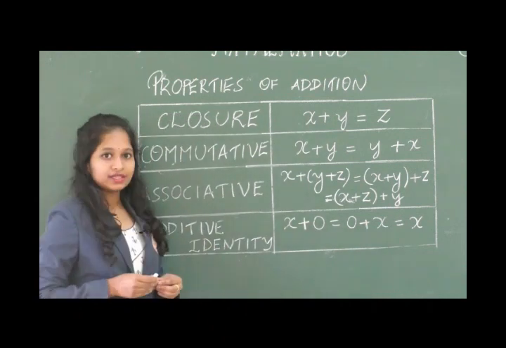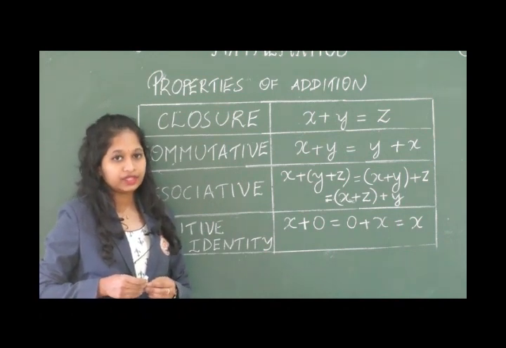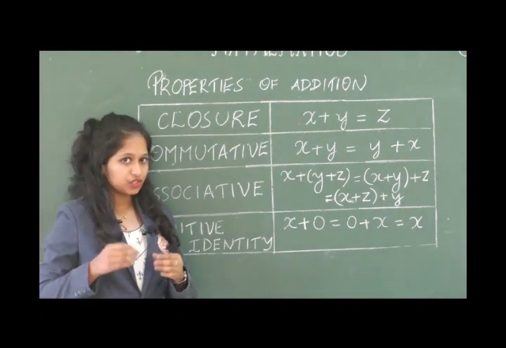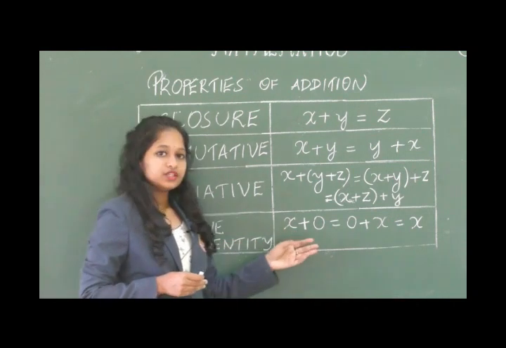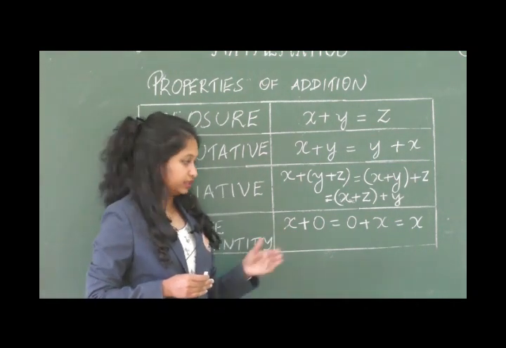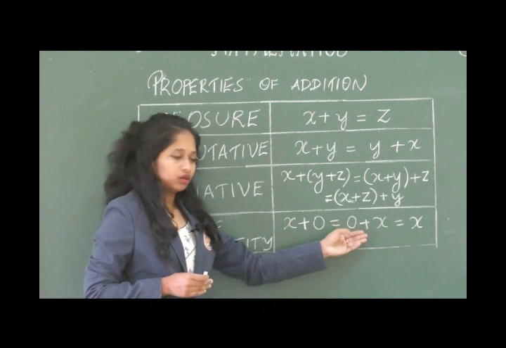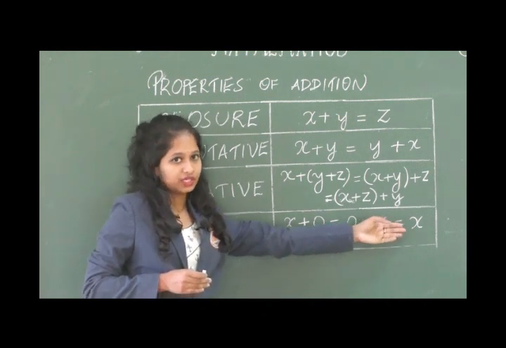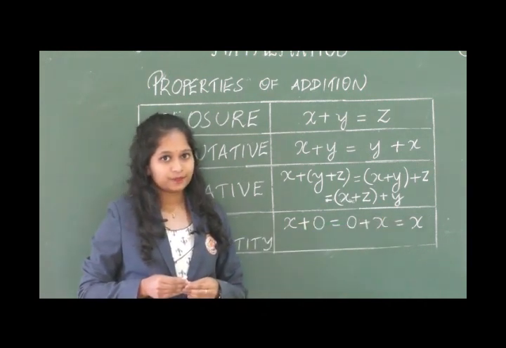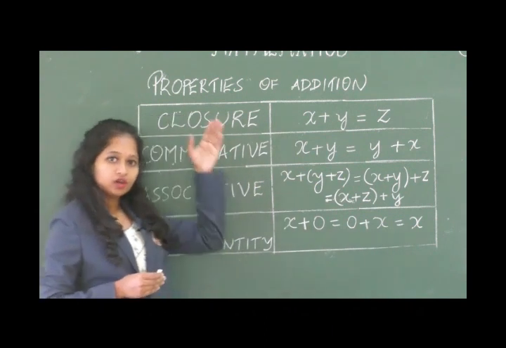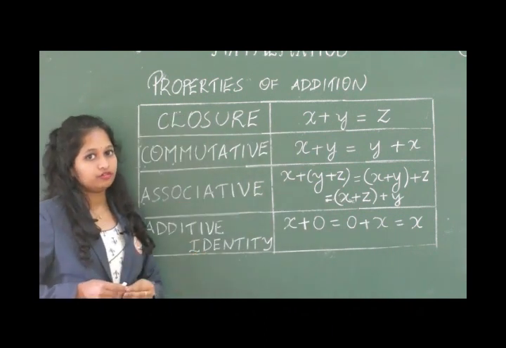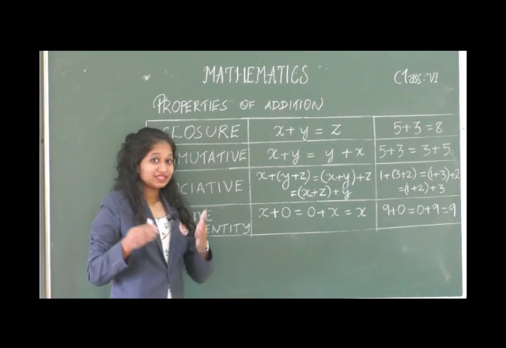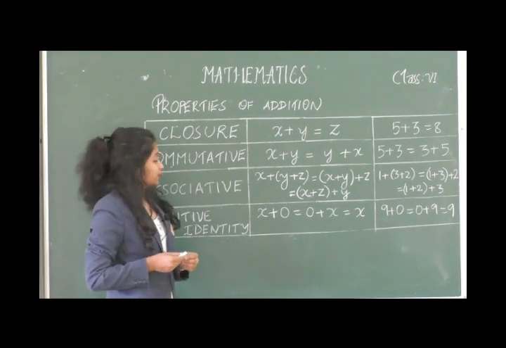And the last is additive identity. Additive identity is 0. If you add 0 to any number, either you add x plus 0 or 0 plus x, you get the value as x. So now we learned all the 4 properties of addition. Now let us see some examples.